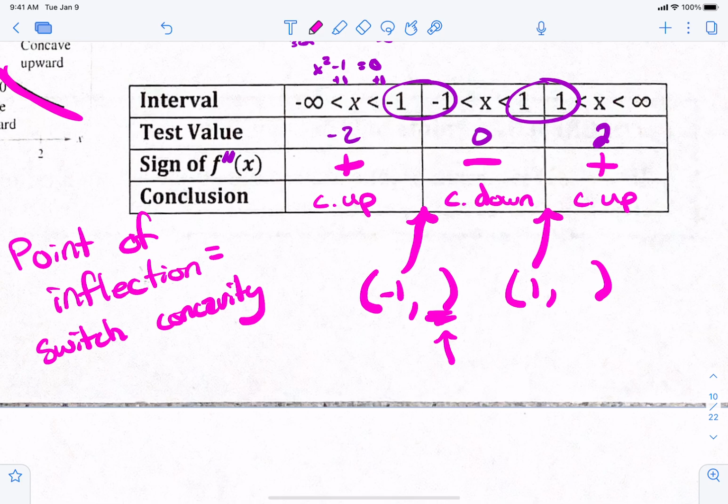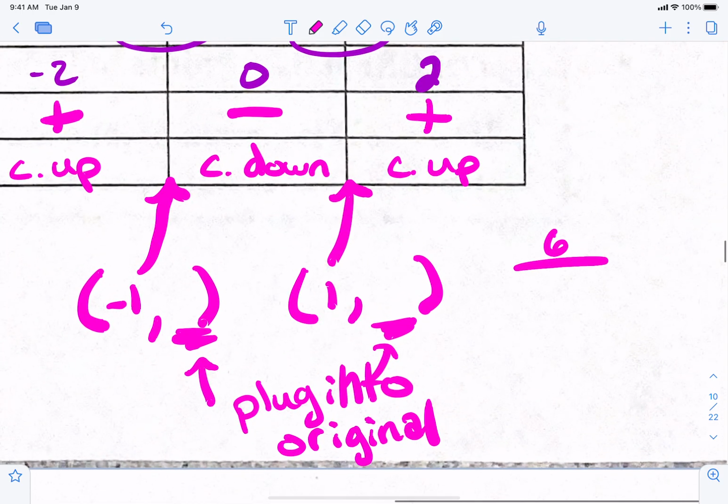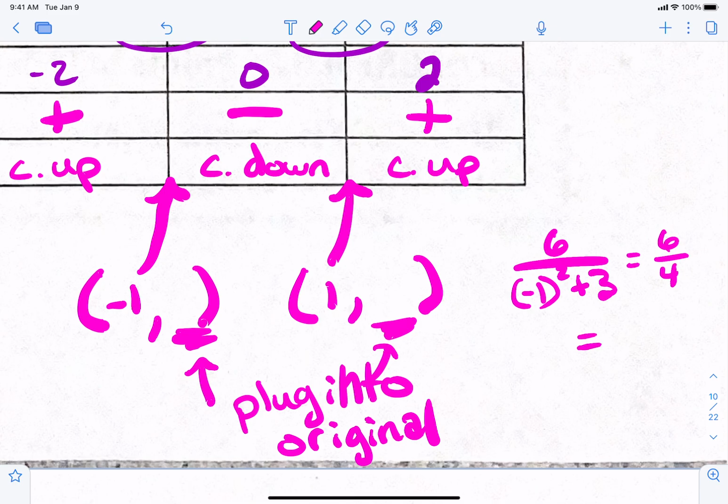To find these guys, this is where we plug into the original. So going to the original function, plug in -1 and 1. 6 over -1 squared plus 3, that would be 6 over 4, which is 1.5. So this guy is 1.5.